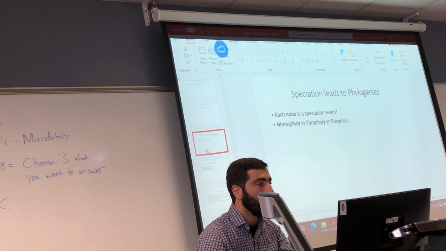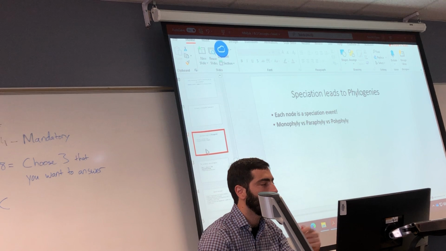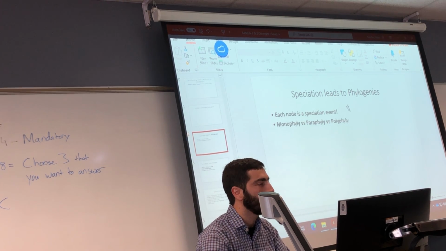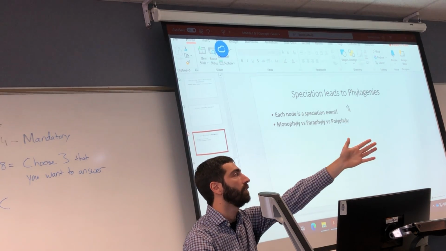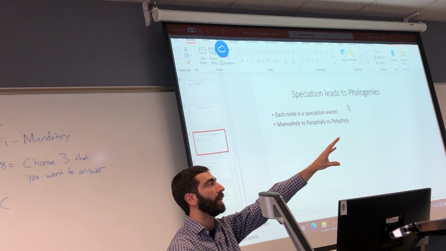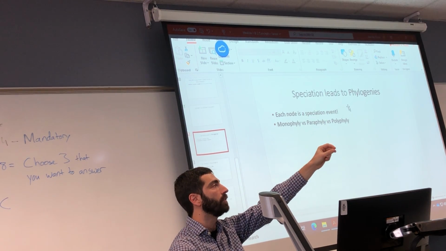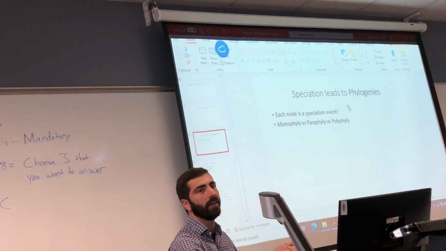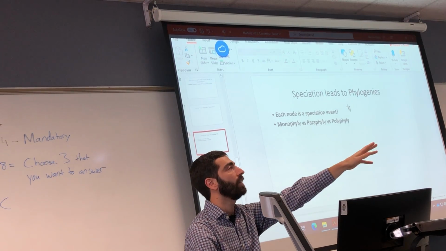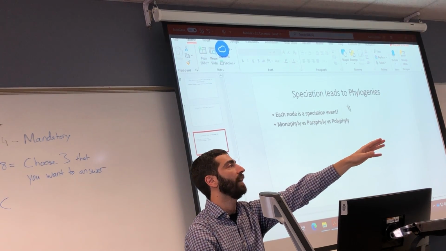And then, once you get speciation occurring at a larger scale, speciation events lead to something that looks like a phylogeny. Each one of those branching off points, each of those nodes represents a speciation event. So we can break that phylogeny down into history, right?